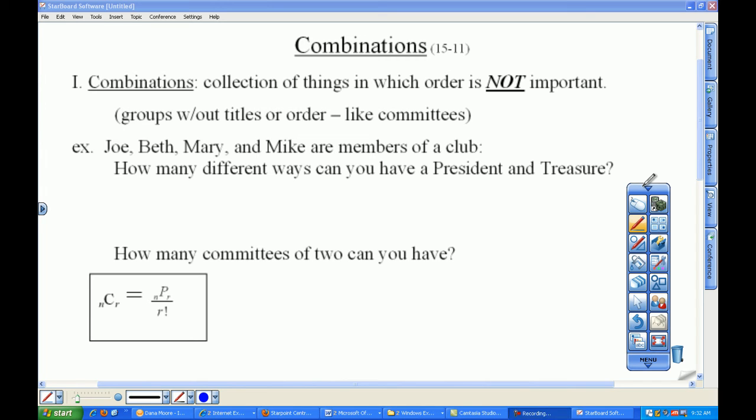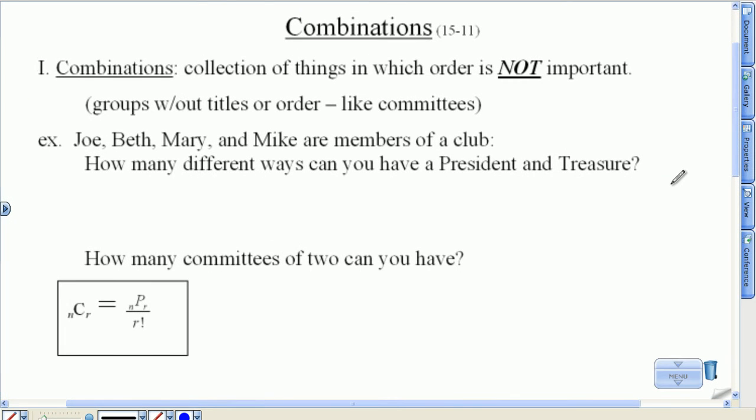Hello, ladies and gentlemen. Today we're going to talk about combinations. This is chapter 15, section 11. Combinations are different from permutations because order is not important.